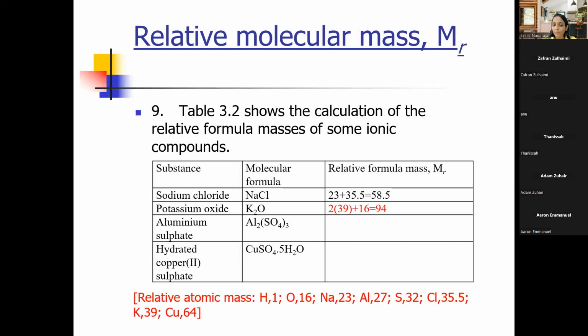Let's do this together. So aluminium we know is 27. Okay, how many aluminiums do I have? I've got 2 aluminium, so times 2.